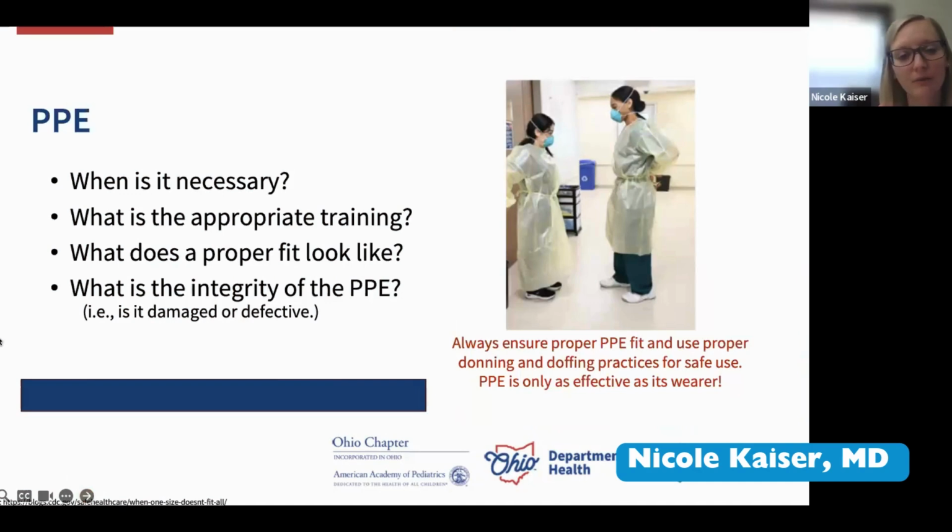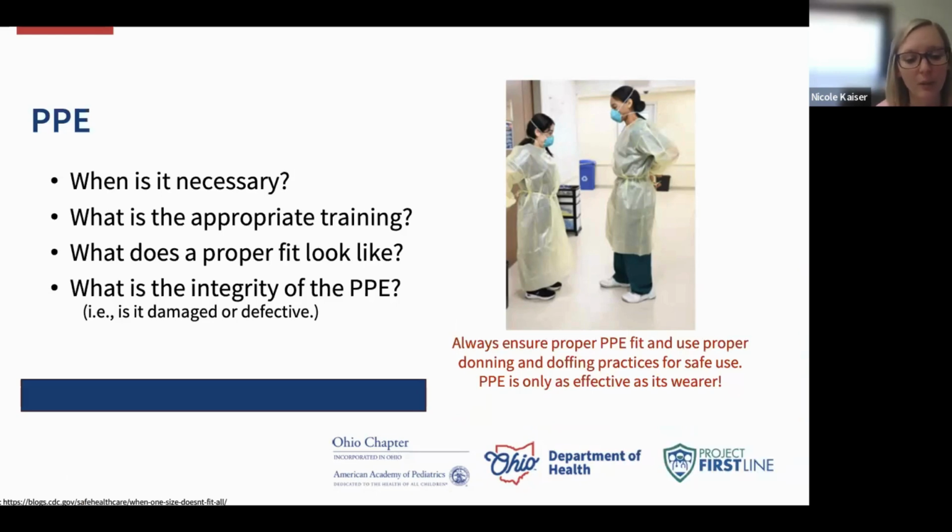Okay, so we're going to go through a refresher on PPE and donning and doffing and the different types of precautions. So PPE, personal protective equipment, is a very popular phrase these days, but it's important to remember when it's necessary to use it and ensuring that we've had proper training, which we're going to cover a little bit later as well. Ensuring proper fit, especially with respirators such as N95 masks, and ensuring that the PPE is not damaged or defective in some way.